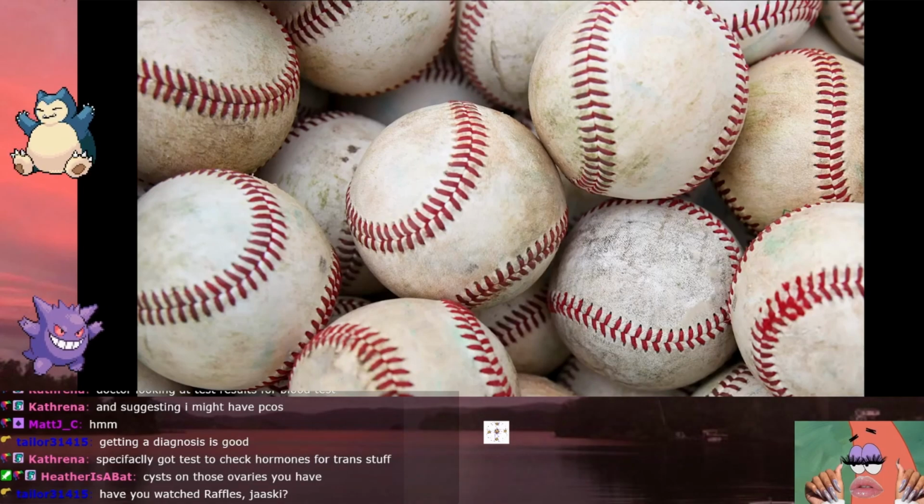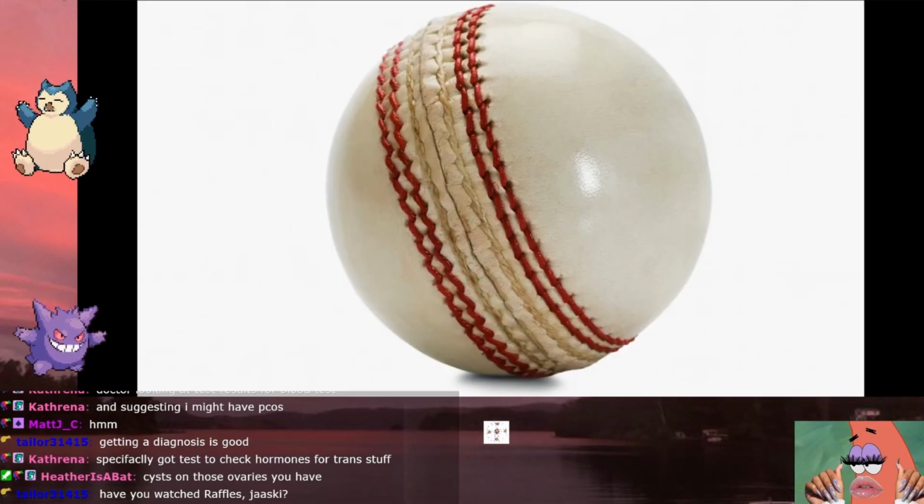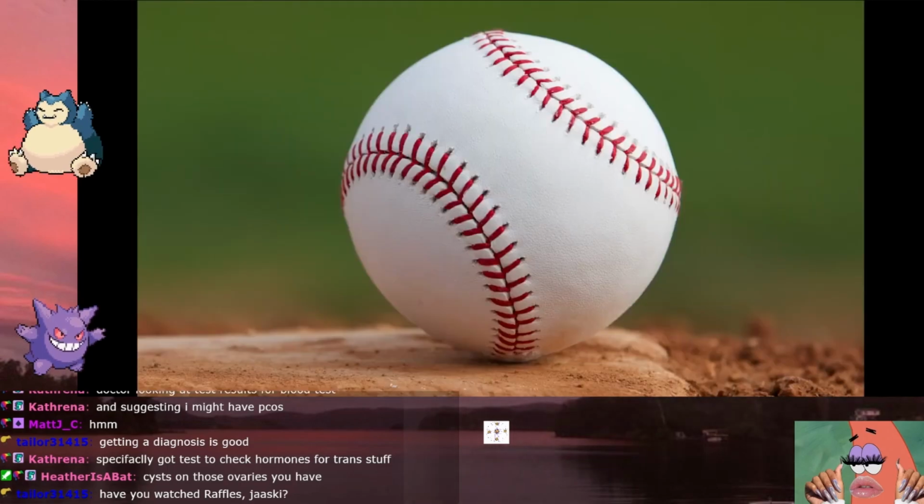They're both made of cork and string, covered in leather and are stitched together. Cricket balls have a single seam that goes around the equator of the ball, as opposed to the horseshoe-shaped seam of a baseball.